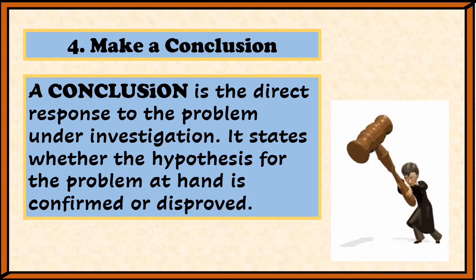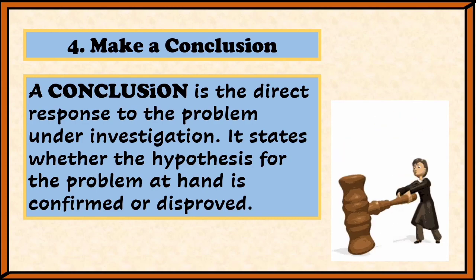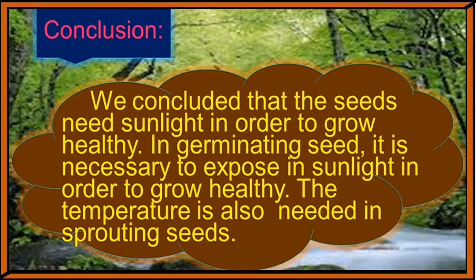So our conclusion in this experiment is that the seeds need sunlight in order to grow healthy. In germinating seeds, it is necessary to expose them to sunlight in order to grow healthy. The temperature is also needed in sprouting seeds.